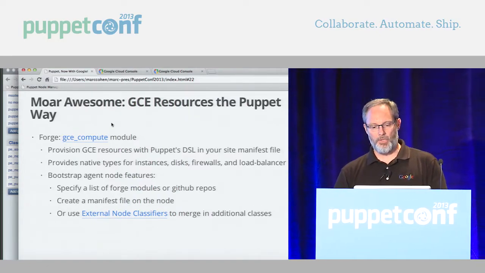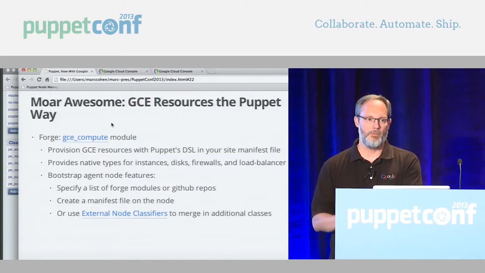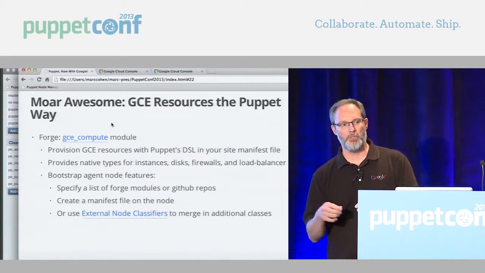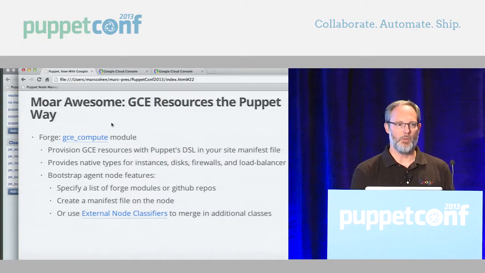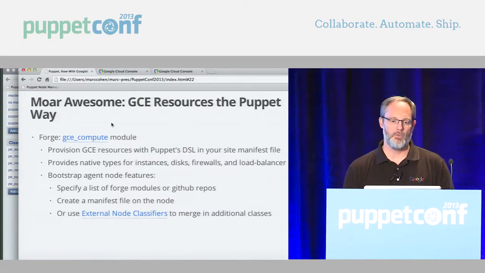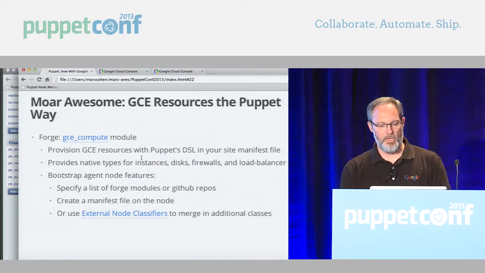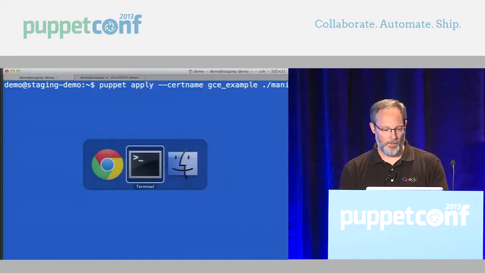So you can actually use this, obviously, with Puppet's DSL. You can take your site manifest files and update them to use actual native types for GCE, and you can use that to provision instances. You can build disks with this. You can set up firewall rules and load balancer configs. A lot of the basic stuff is available to you right there through Puppet's DSL. And I would like to walk you through a little example of that as well.